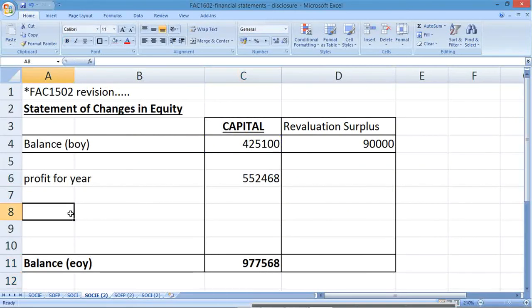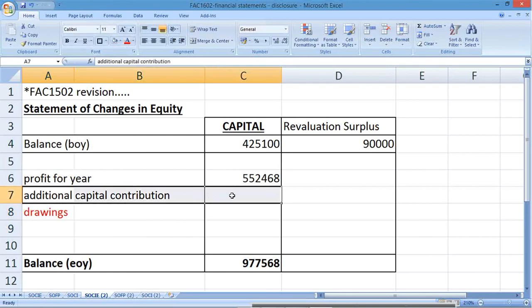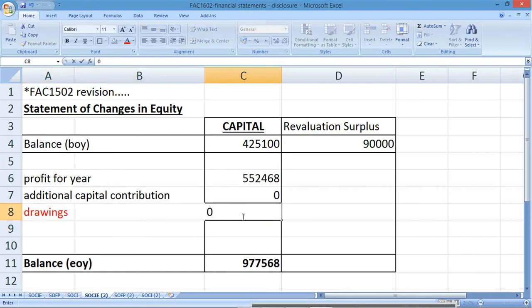Okay, no drawings. Was the additional capital also not? Nothing. Those are other line items you could have here, maybe just to show that, additional capital contributed and drawings. The one you would subtract and that you would add. But there's obviously 0 and 0 there. Revaluation surplus would have stayed the same, 90,000. And then this goes to the financial position.